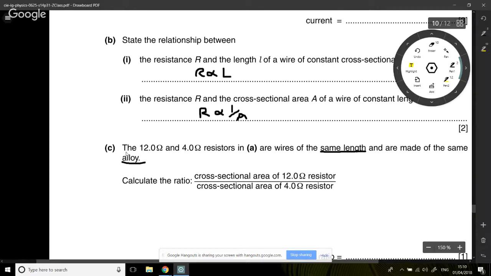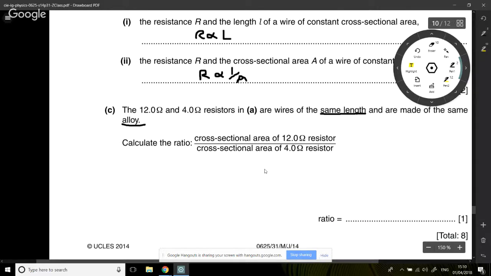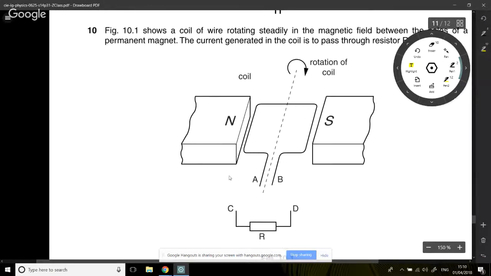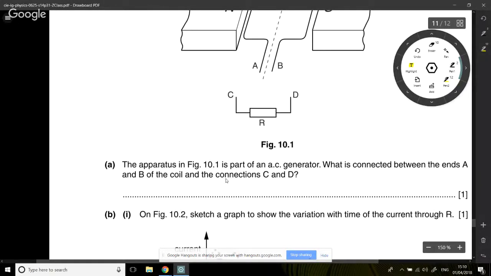And then they just wanted you to calculate the ratios. And this question literally tells you what to do: plug in the resistance of these two, divide them, and just write your answer down. It's quite straightforward. All right, it's just some stuff to do with generators.